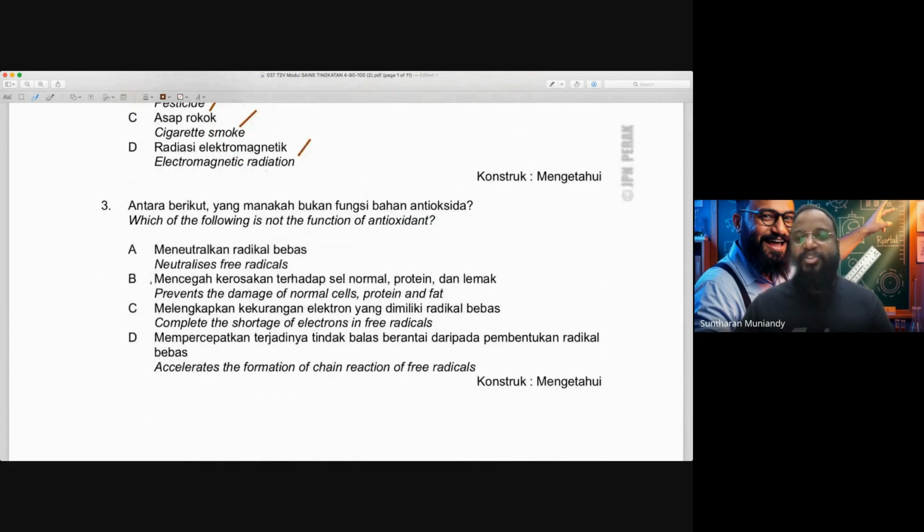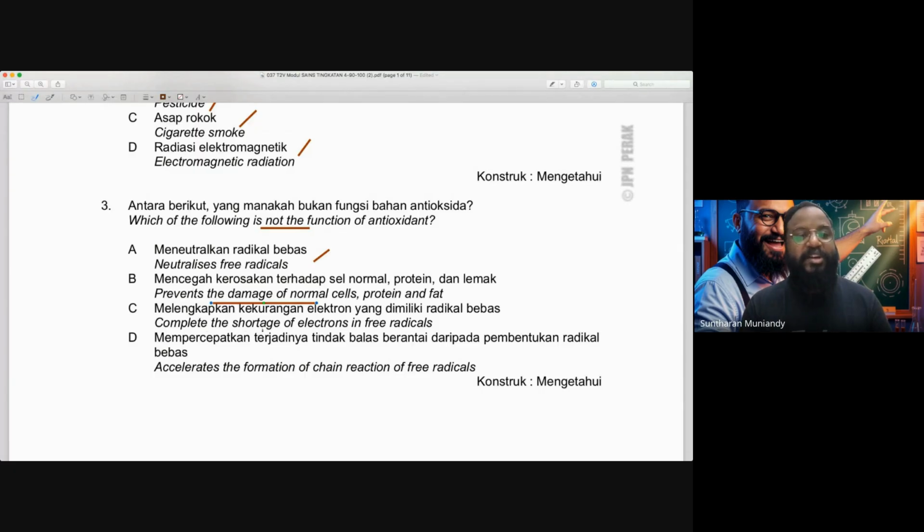Which of the following is not the function of antioxidant? They ask not the function of antioxidants. Neutralizes free radicals, that is the function of antioxidant. Yes, number 1, A, I can take that. But they're asking not the function of antioxidant. Prevents the damages of normal cells, protein and fat. Yes, it prevents the damages of the normal cells, even protein and fat. That is the function of antioxidant. So B is a function.